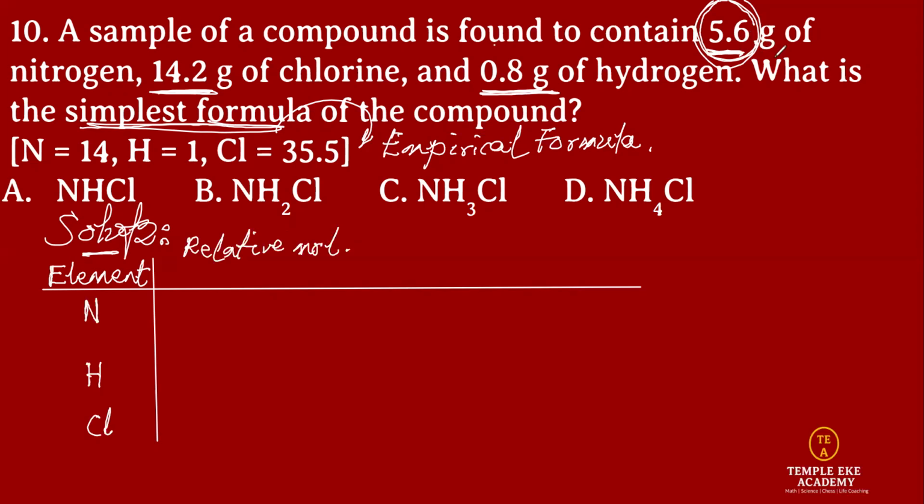So nitrogen, 5.6 grams, bring that on, 5.6. And we want to divide by the relative atomic mass of nitrogen given to us, and that is 14. For hydrogen, we have 0.8 grams of hydrogen. So bring that on and divide by the relative atomic mass of hydrogen, which is 1, given there in the details. Finally, the mass of chlorine present, 14.2 grams of chlorine. And we want to divide by the relative atomic mass of chlorine, which is 35.5.